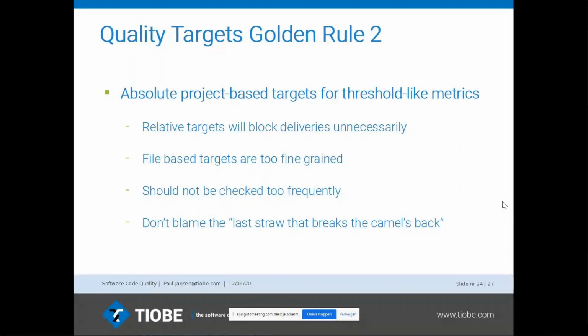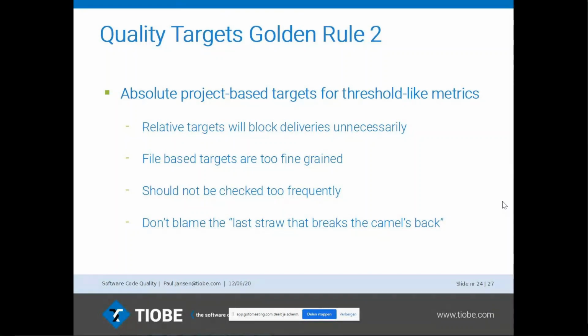And last but not least, suppose the absolute target is set to something and you go below that, then of course you shouldn't blame the one who is the last one who checked in something. No, you have to look at it as a team and see where the big violators of this threshold are and how to solve this. Usually it is more of an architectural thing that has to be done, and that is something where more people are involved than just one individual engineer. So these are actually the 2 golden rules for quality targets.